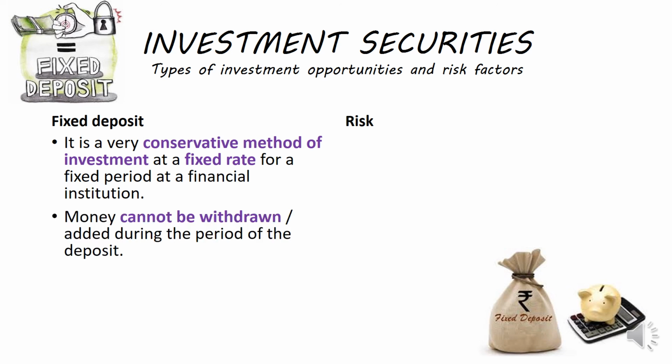All right, the drawback of a fixed deposit is that money cannot be withdrawn or added during the period of the deposit. So if you have deposited 5,000 Rand for 5 years, there is no way on God's earth that you are going to be able to withdraw any of that money before the 5 years are over. And you are also not able to add, right? If you have another 2,000 Rand that you would like to invest, you will have to make a new fixed deposit. You cannot add it to the amount already invested.